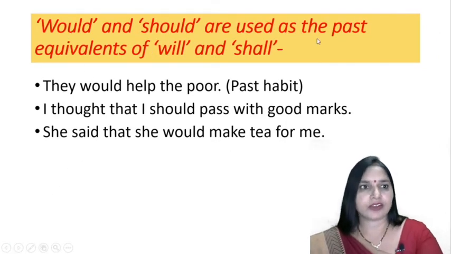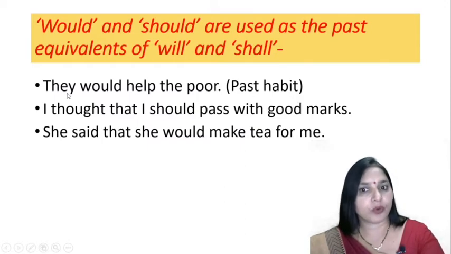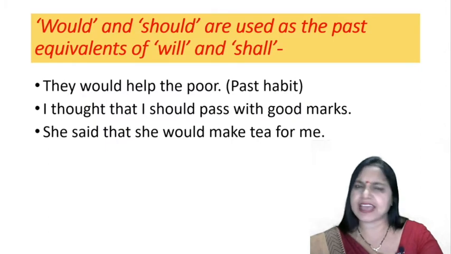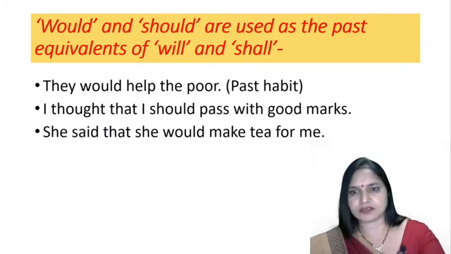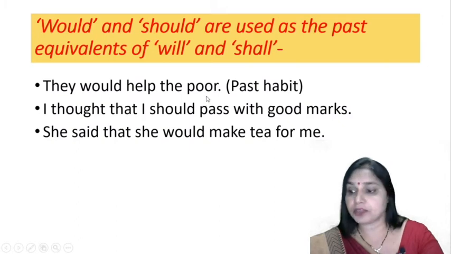Would and should are used as the past equivalents of will and shall. They would help the poor. This is past habit. For present habit, we use will. If it is a persistent characteristic habit, we say he will talk for hours. This is characteristic habit. But for past habit, we use would. They would help the poor.